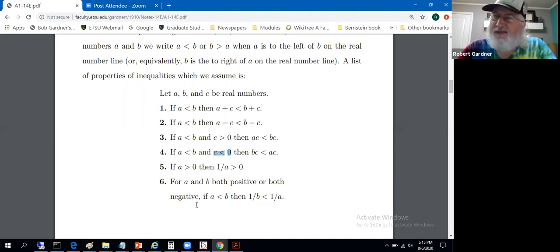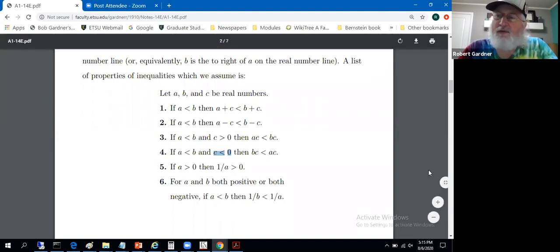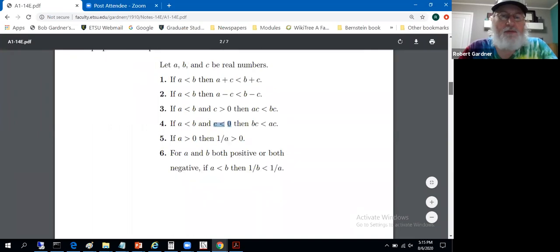Is 0 positive or negative? No, it's too busy being 0. 0 is neither positive nor negative. It's 0. So there's no concerns about division by 0 here. Got my eyes open for that because that's something we cannot do now or ever. So this says taking reciprocals reverses inequalities when I've got two numbers of the same sign. So there was that caveat, that condition.